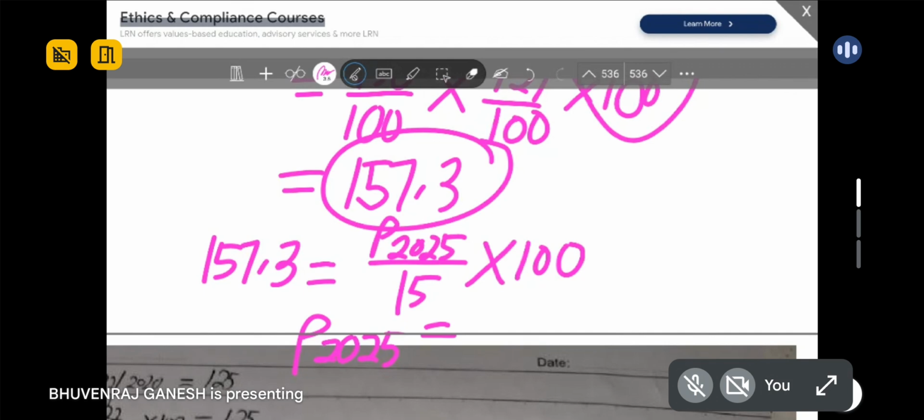Just press calculator. So how much? You will get 23.60. Done.